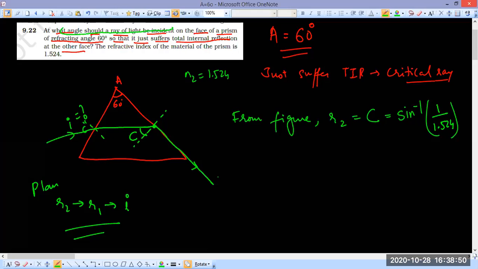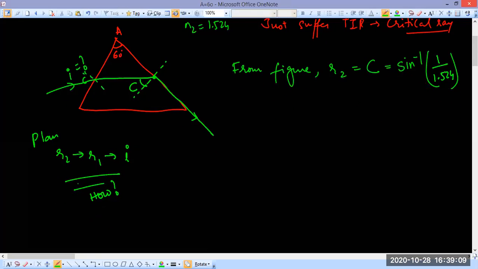Now do it. I'm giving you 3 minutes, right? Can you first of all tell me how you will do this? I've written it. Can you think of how? Can you tell me how we will do these steps? How does R1 come from R2? How does I come from R1? Can you tell me those steps very quickly?